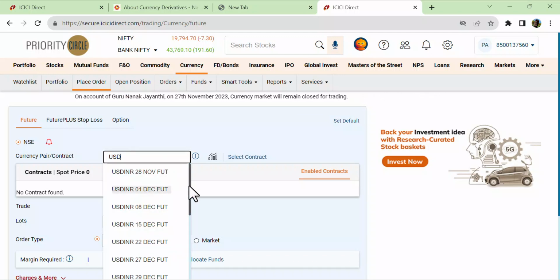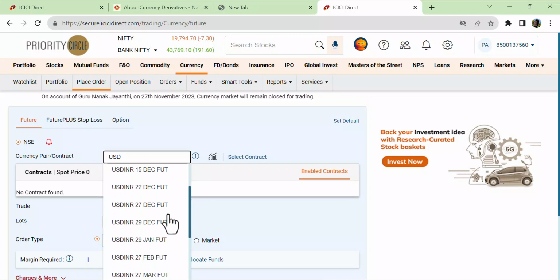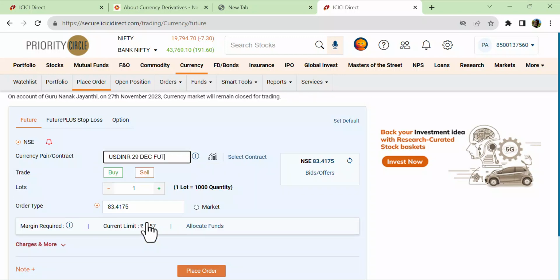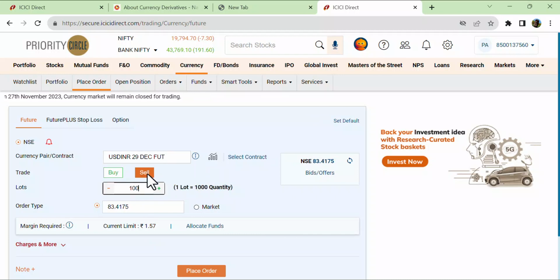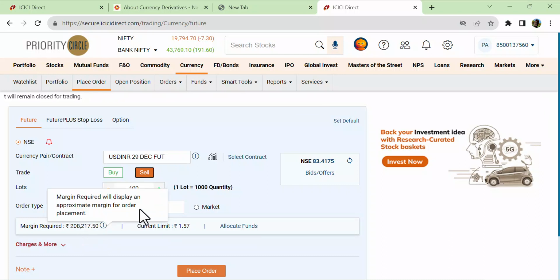Suppose I go to, say, 29th December. So in this example, I'm going to sell 100. I have to pay a margin of 2,08,000, which will get populated, and then it will ask for the order type, market or limit.